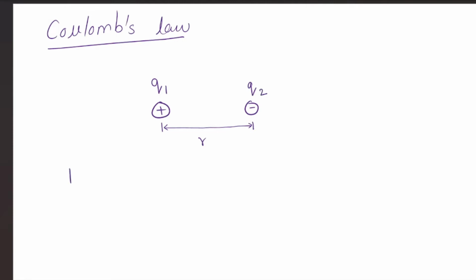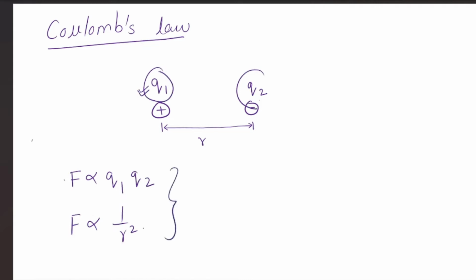The force acting between the two charges is attractive in nature, as you already know, because they are opposite charges. The force acting on these two charges is directly proportional to the product of the two charges, and inversely proportional to the square of the distance between them. If you combine these two relations, you get F is proportional to q1 q2 by r square.